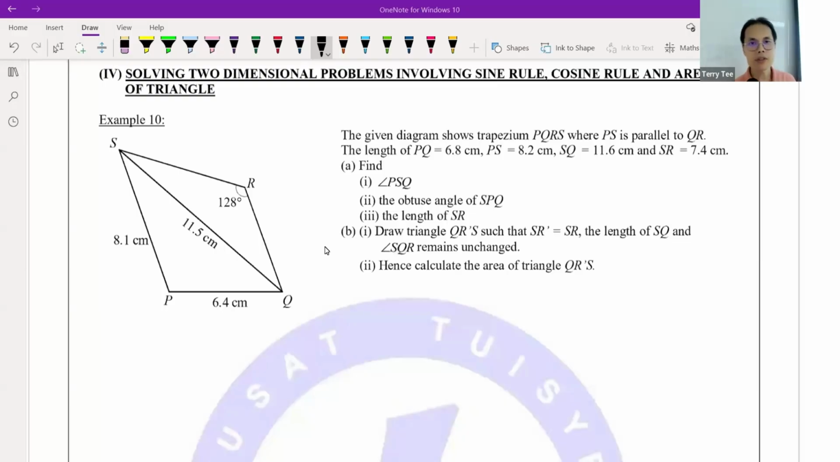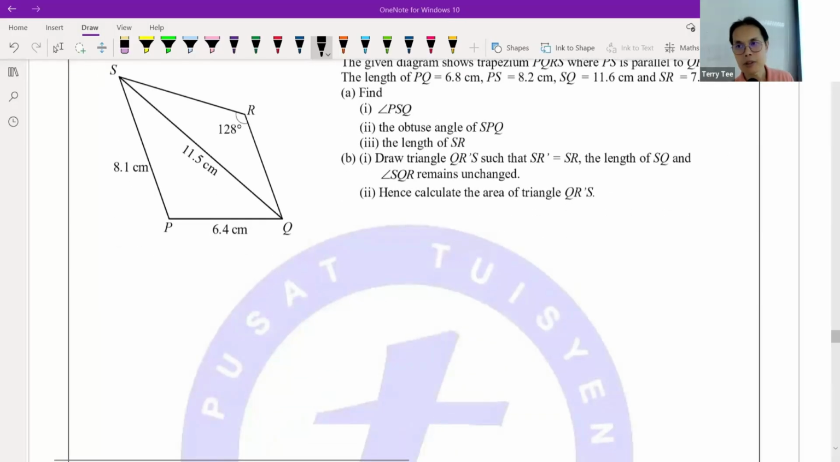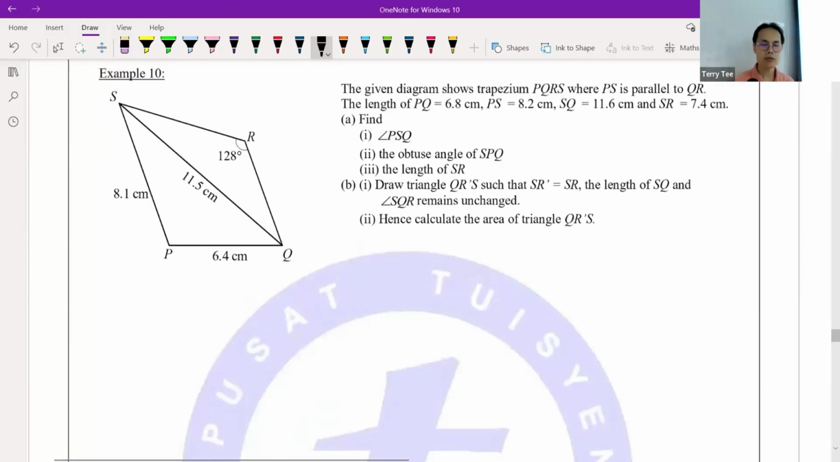Okay, next one, solving 2D problem. This one involving ambiguity. Example number 10. Okay, so first you have a trapezium, PQRS, where PS is parallel to QR. And the length of PQ is 6.4.